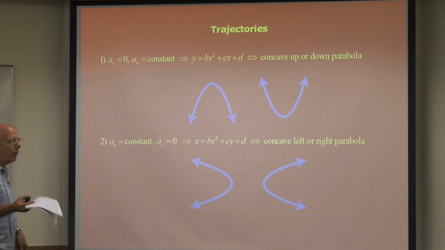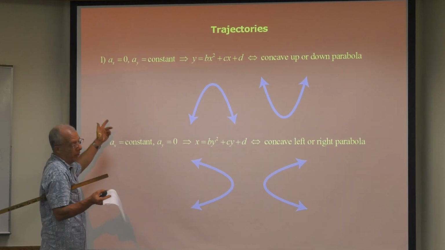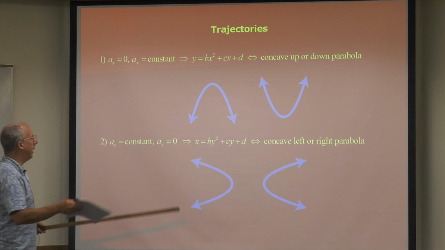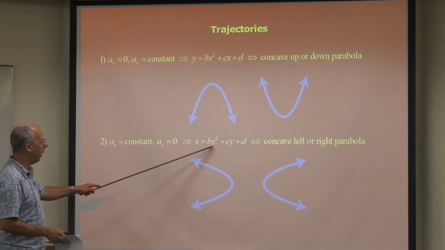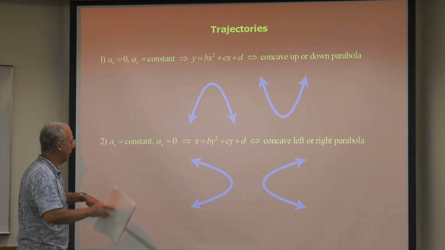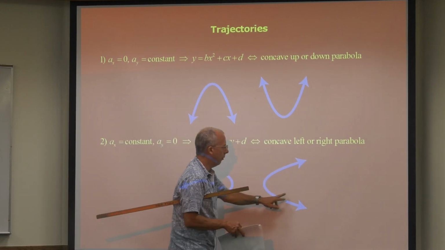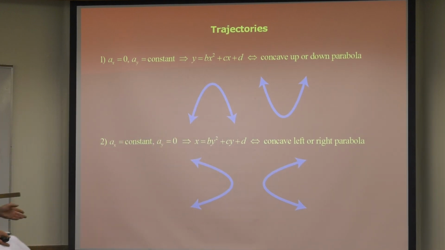Now, let's say we switch. Let's say we have ax is constant for whatever reason, and ay is 0. Well, we know we're going to get a similar result, but this time it's going to be x is by squared plus cy plus d. So if b is positive, it opens to the right. If this is negative, to the left. Okay, but it's still a parabola, all right?